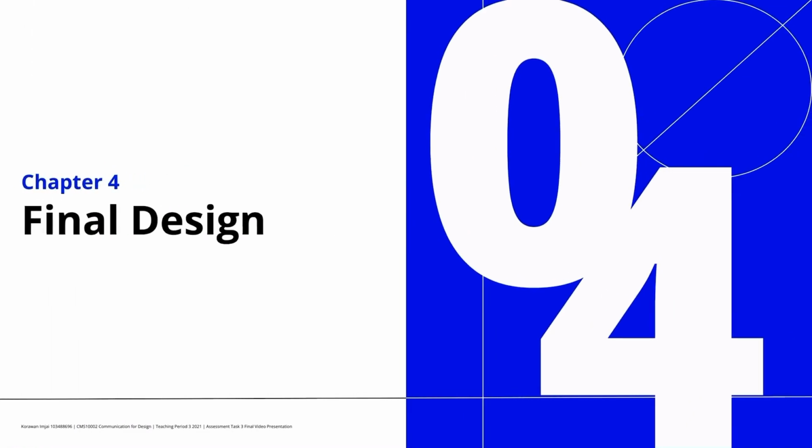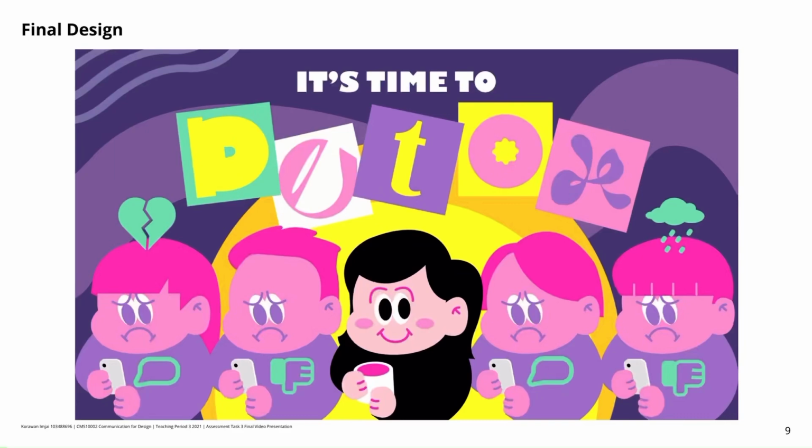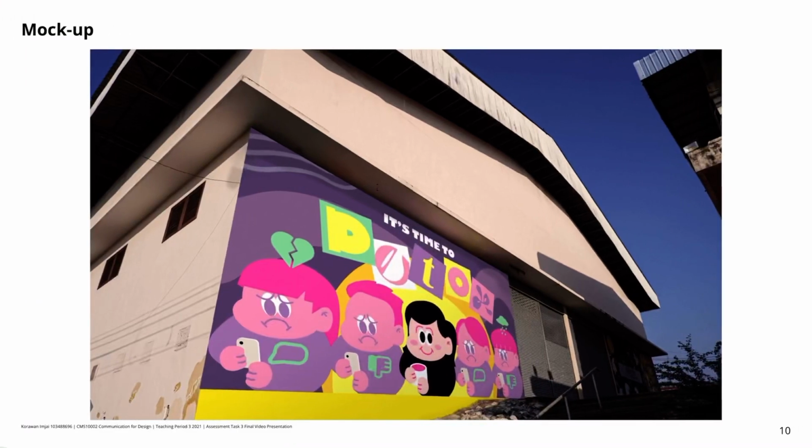Chapter 4, Final Design. Here's the final art of my super graphics. And the mockup.